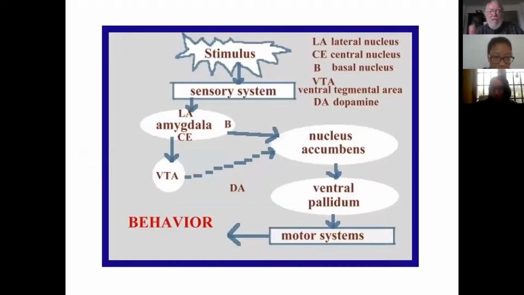So again, here's yet another type of drawing of looking at the behavior and how the amygdala, the basolateral and central nuclei, both modulate other ventral tegmental input or modulate the nucleus accumbens and ventral striatum.